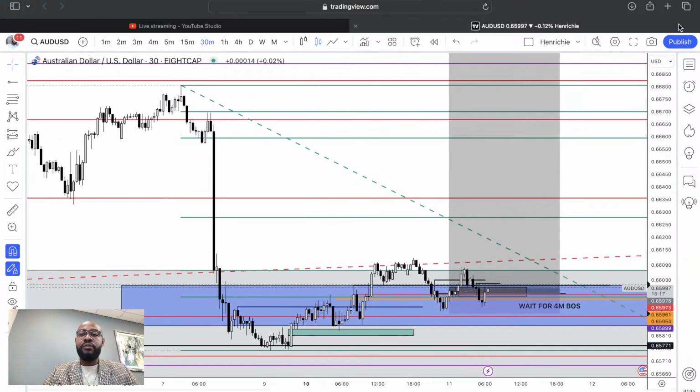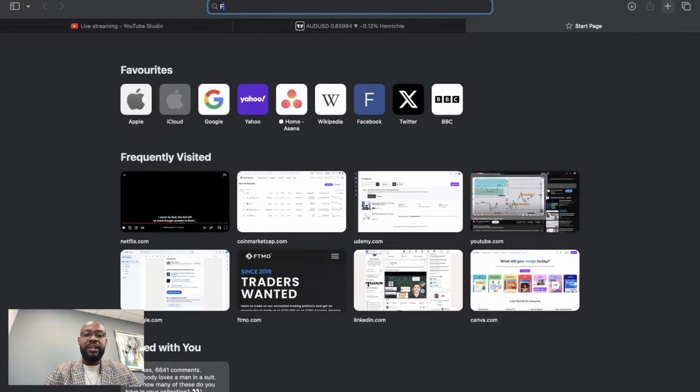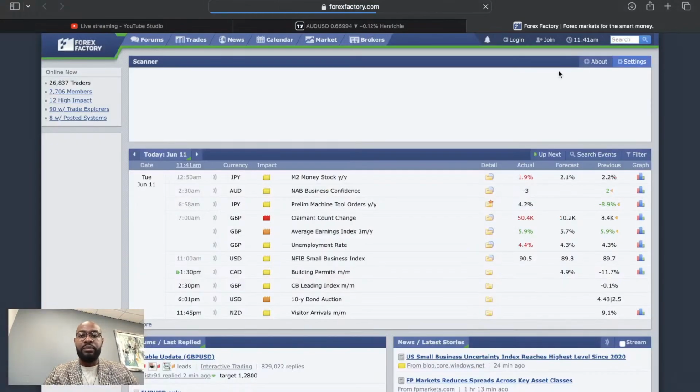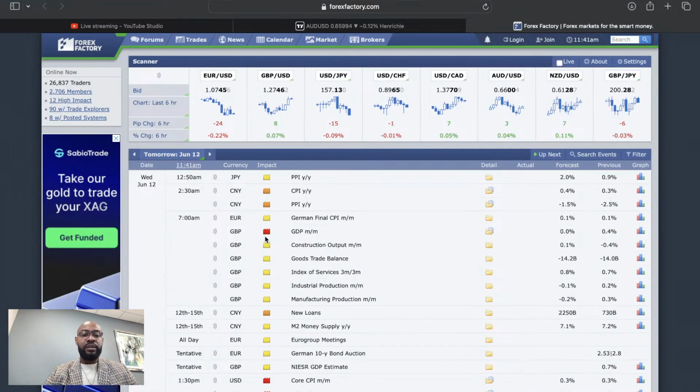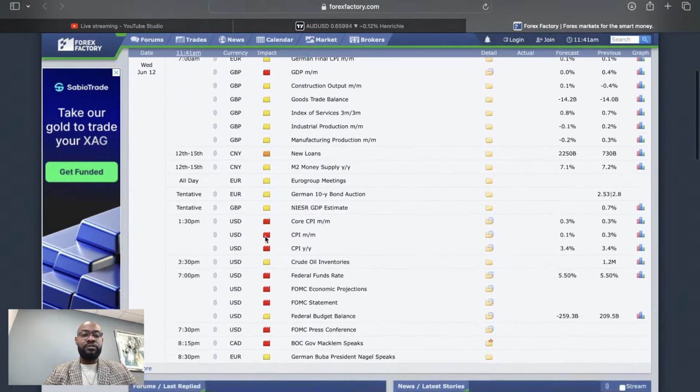Take note, tomorrow we do have a lot of heavy hitters coming out. High impact news coming out tomorrow. We don't really have any major high impact news coming out today. On Tuesday, we only had 7 a.m. pound news, and then we'll have medium impact news by 6 p.m. today on the dollar.